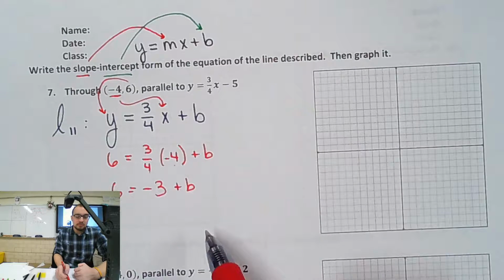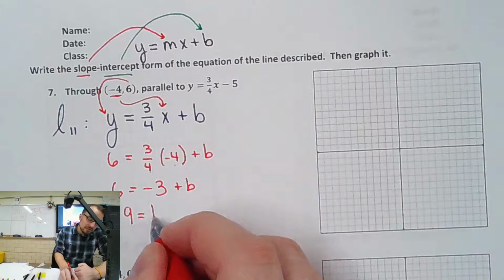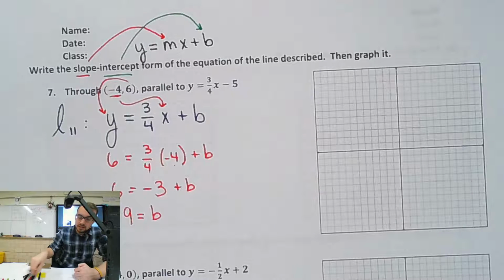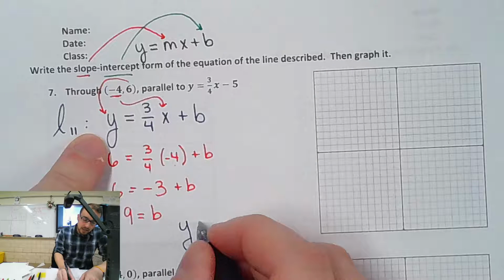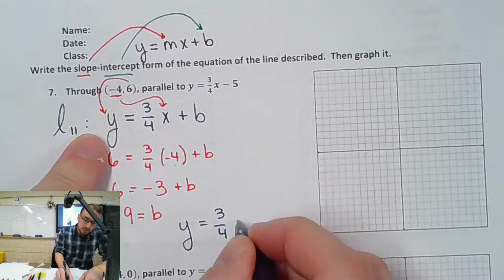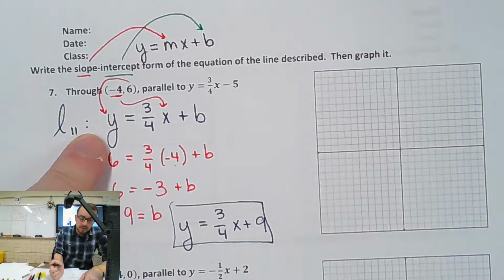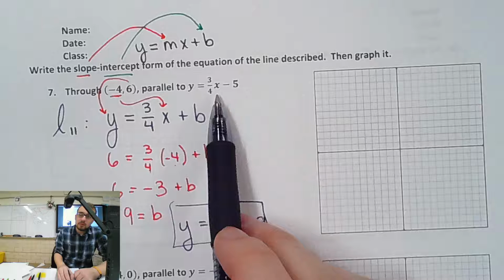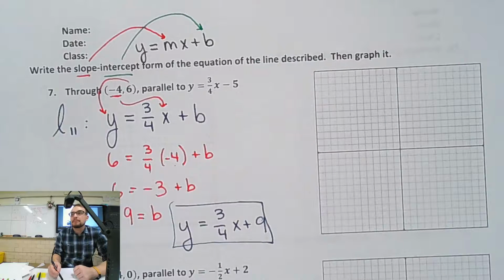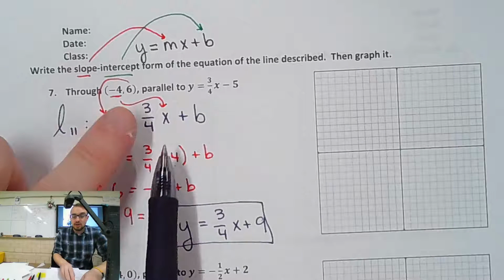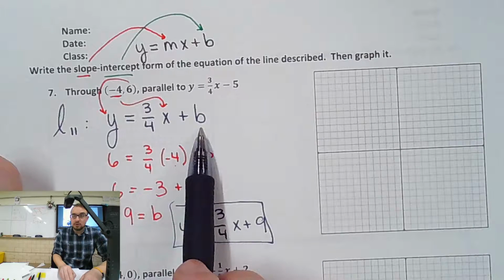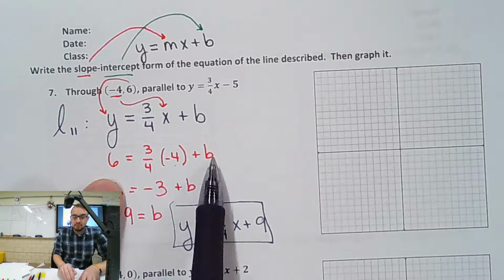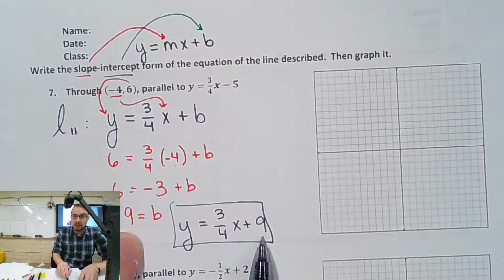You have options. If we add 3 to both sides, we find out that b has to be 9, which means our equation is going to have 9 for b. So it's going to be y equals 3/4 x plus 9. That is the equation of the line that is parallel to the first equation and goes through -4, 6. Are you smelling what I'm stepping in? Same slope as the line they give us, because they want it to be parallel. We don't know what the y-intercept is, but we can figure it out by plugging in x and y. b is 9, so our y-intercept should have been 9.